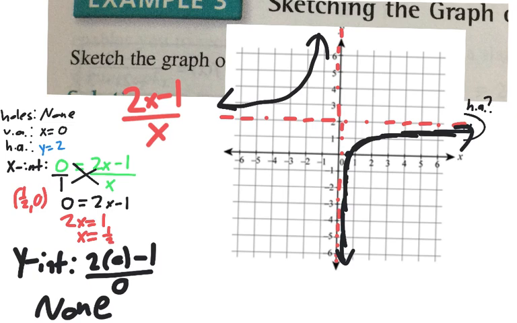All right, I could pick any x value over here. So let's pick negative 1. 2 times negative 1 is negative 2. Negative 2 minus 1 is negative 3 over negative 1. What is negative 3 divided by negative 1? 3. So when the x value is negative 1, the y value should be 3.